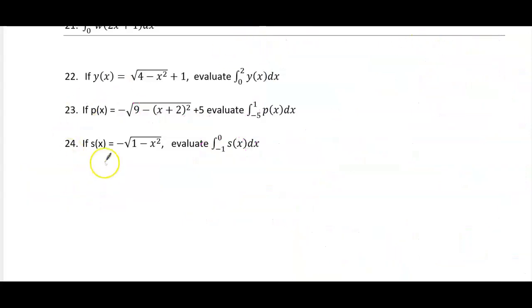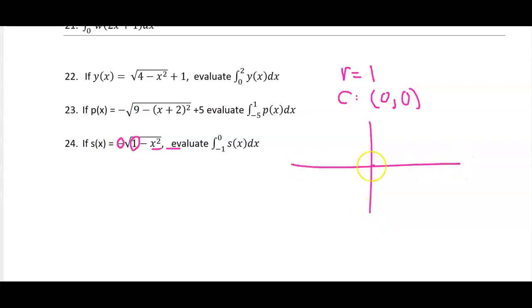Let's go ahead and take a look at number 24, our last problem. On this one, my radius is the square root of 1, which is 1. The center, there's no h and there's no k, so that means the center is 0, 0. And we are looking at another negative situation here. And when that happens, we're looking at a lower half of the circle. So since my radius is 1, we're going to go right 1, left 1, down 1 from the center. Connecting those, we get a semicircle down there.